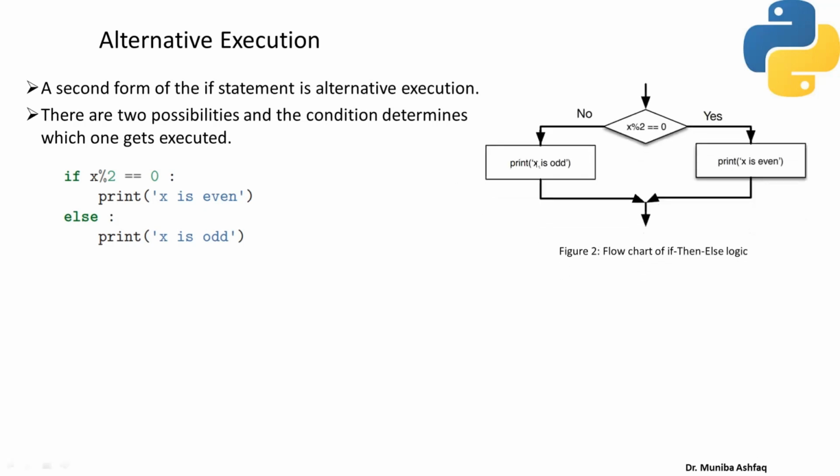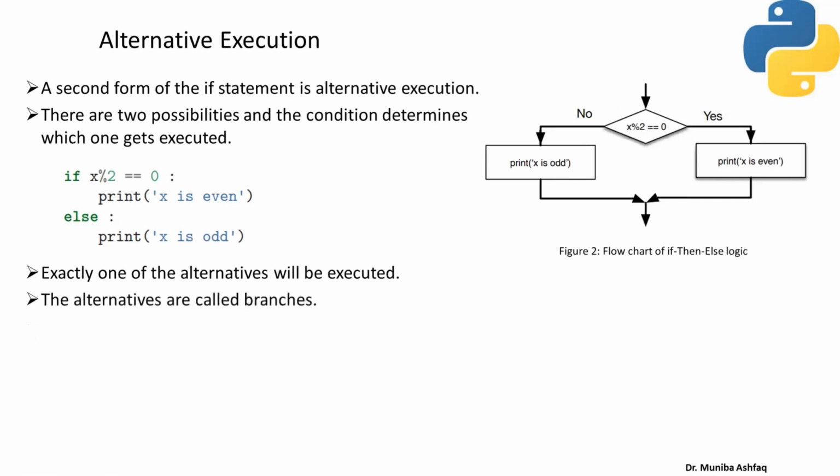This is the flow chart, and you can see that we have two branches here. We have the same diamond shape used to check the Boolean expression, whether it's true or false. We check the Boolean expression here. It results in either yes or no. If it's yes, then we print that x is even. And if it's false or no, it prints on the screen that x is odd. Exactly one of the alternatives will be executed. The alternatives are called branches. So we have two branches here, and we have to select one of them, depending on the result of the Boolean expression. These branches are in the flow of execution.